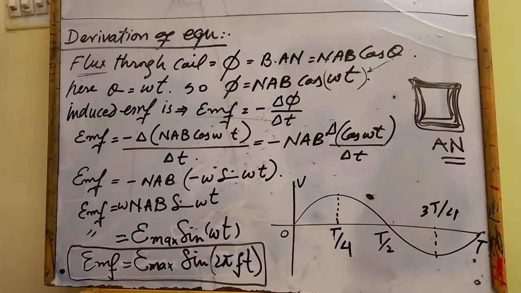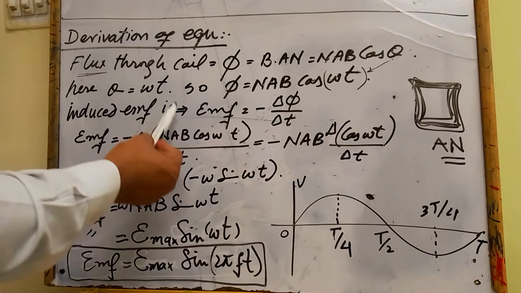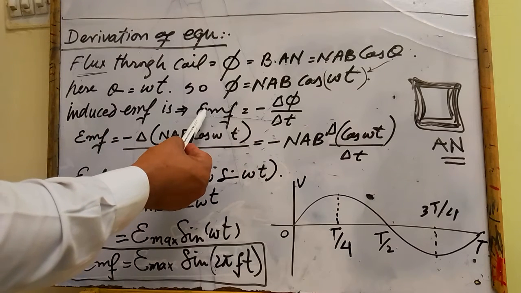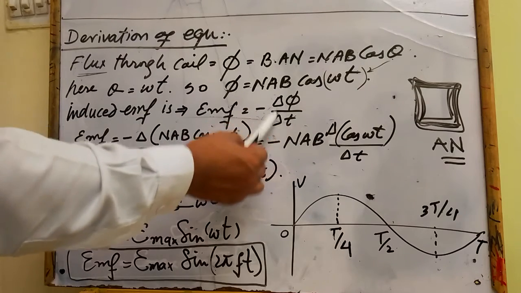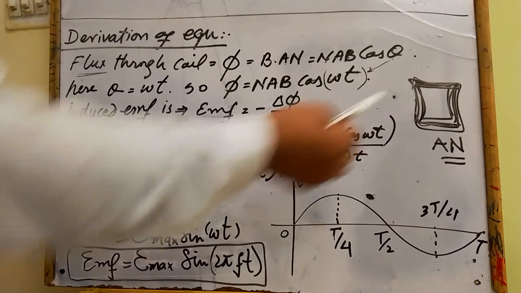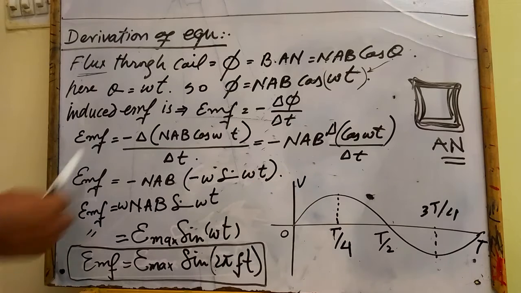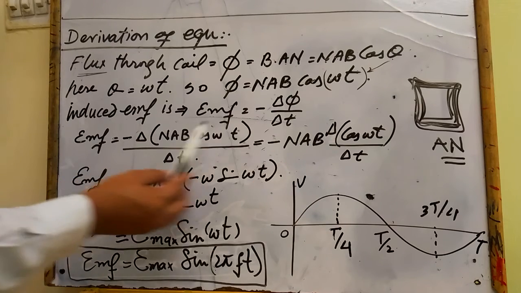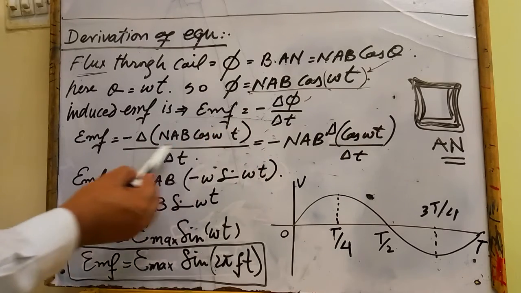Now we are going to derive an equation for the induced EMF, which is basically the alternating EMF. So we use Faraday's law of electromagnetic induction. Induced EMF is given by EMF equals minus delta phi divided by delta t. The rate of change of the magnetic flux induces the EMF in the coil, which is responsible for the production of current in the coil. We put the value of phi in this equation.